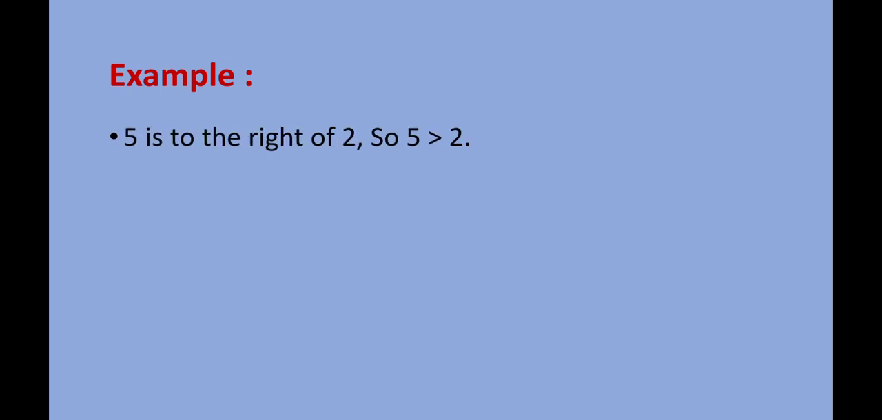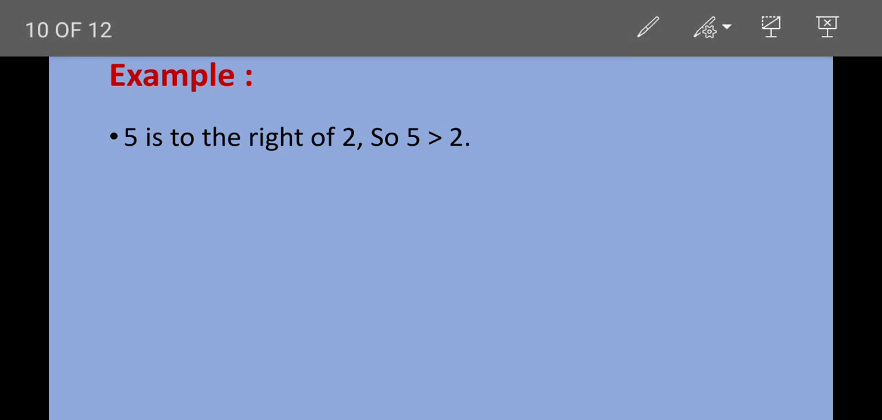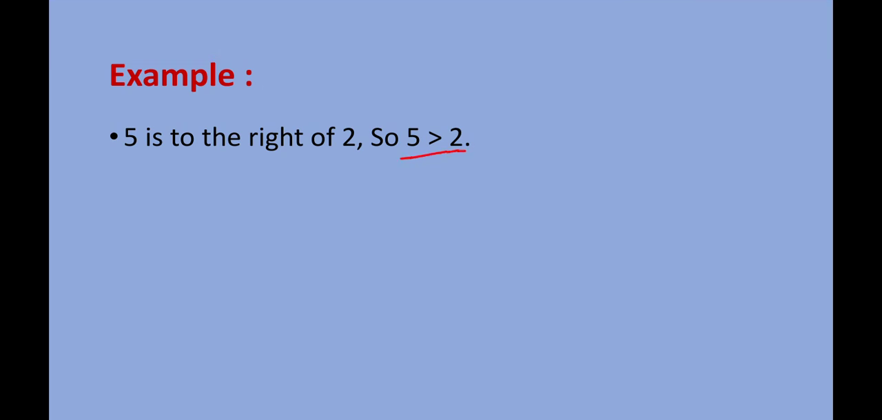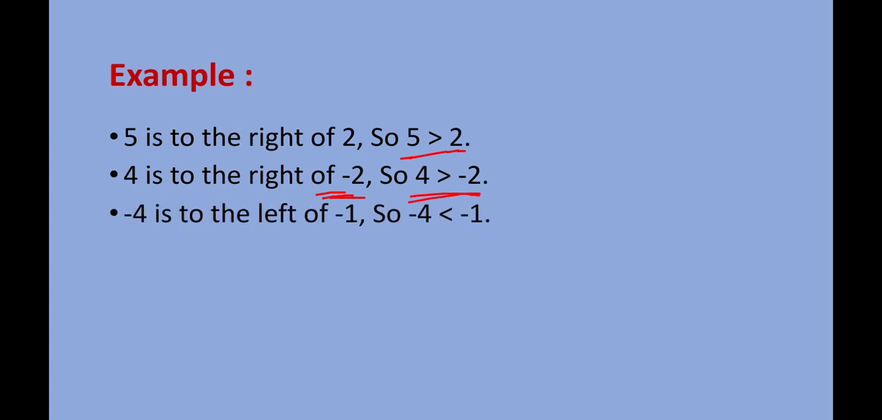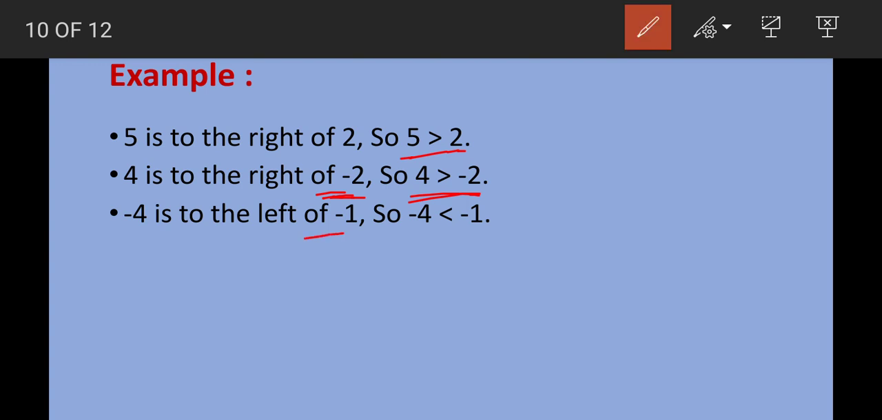5 is to the right side of 2 on the number line, so we can say that 5 is greater than 2. Next, 4 is to the right side of minus 2, so we can say that 4 is greater than minus 2. Minus 4 is present on the left side of minus 1 on the number line, so we can say that minus 4 is less than minus 1.